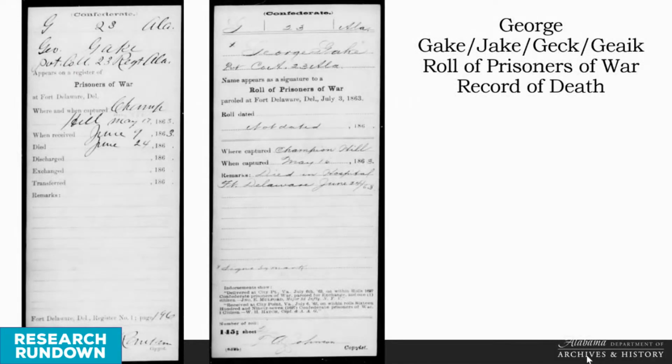Many soldiers were not as fortunate as Mr. Couch and were unable to make it out of the war alive. George Geck was one such soldier who died during the war. On the record to the left, you will note that he is a prisoner of war at Fort Delaware, Delaware. He was captured at Champion Hill, May 17, 1863, arrived at the prison on June 9, 1863, and died June 24th.